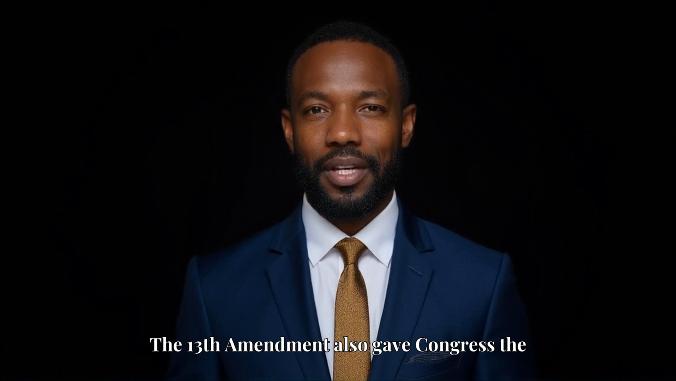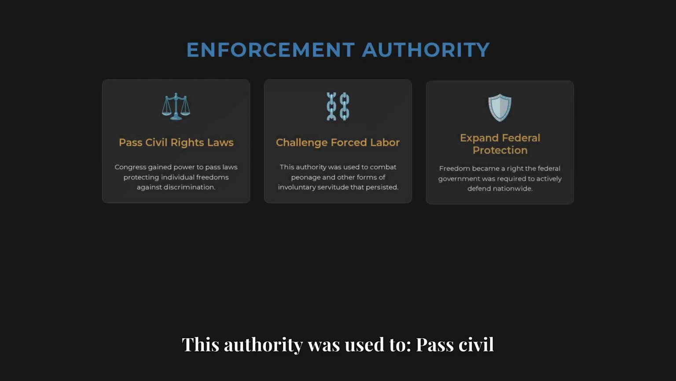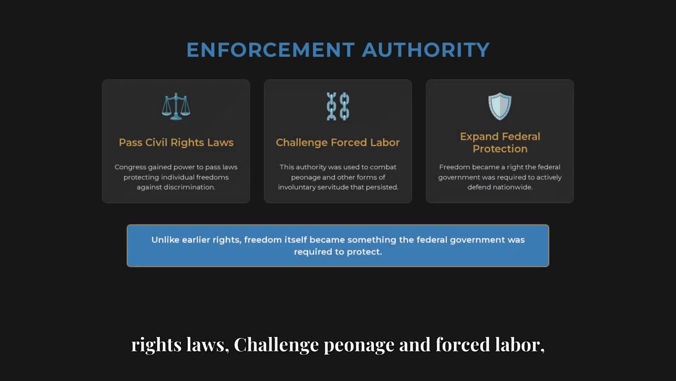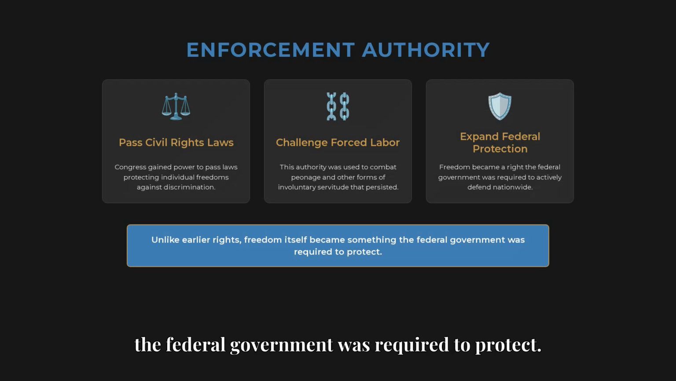The 13th Amendment also gave Congress the power to enforce abolition through legislation. This authority was used to pass civil rights laws, challenge peonage and forced labor, and expand federal protection of freedom. Unlike earlier rights, freedom itself became something the federal government was required to protect.